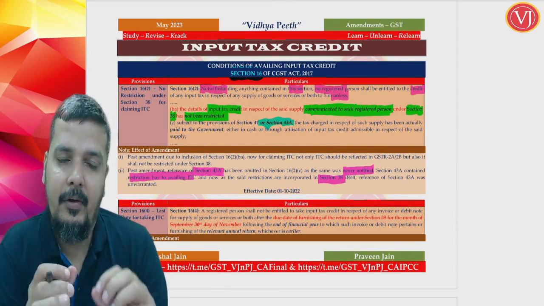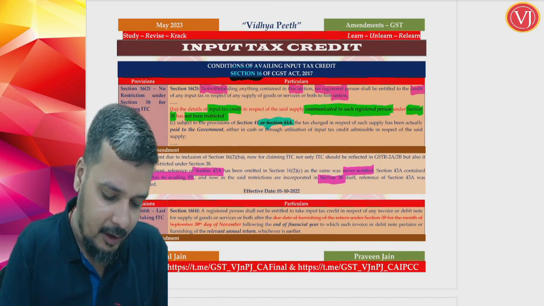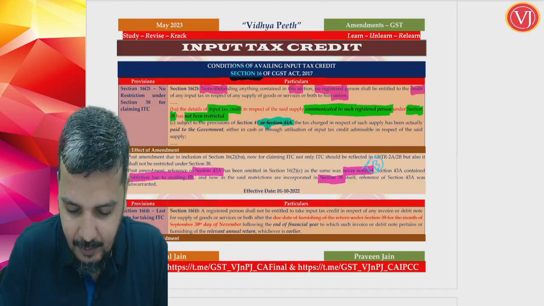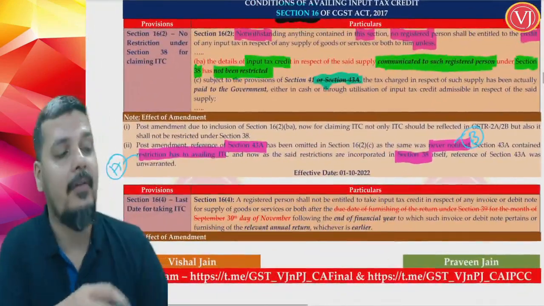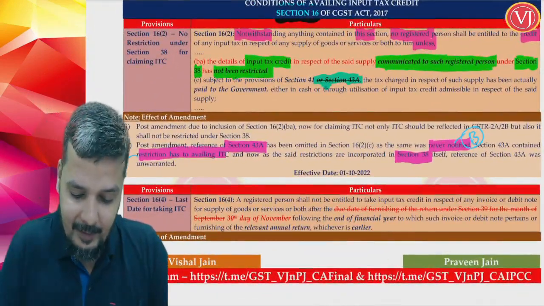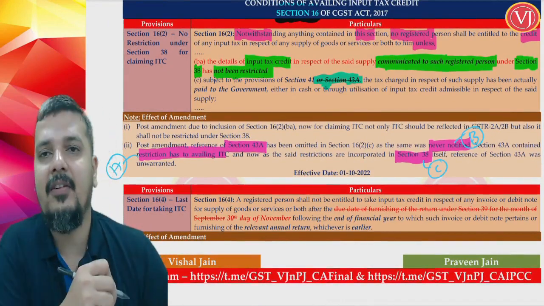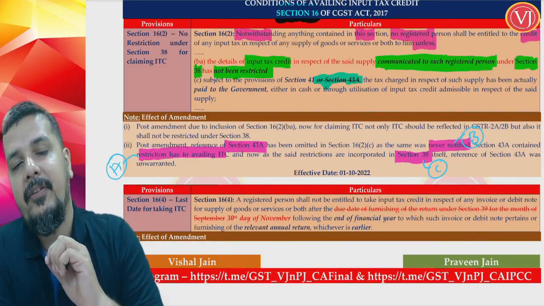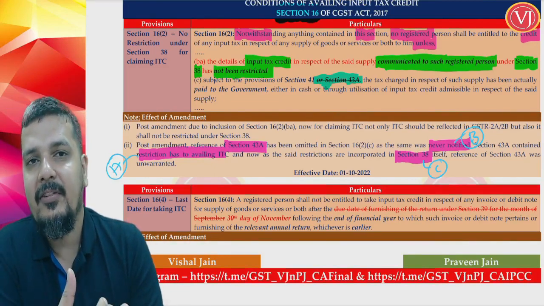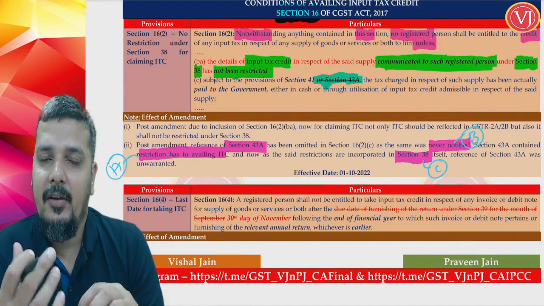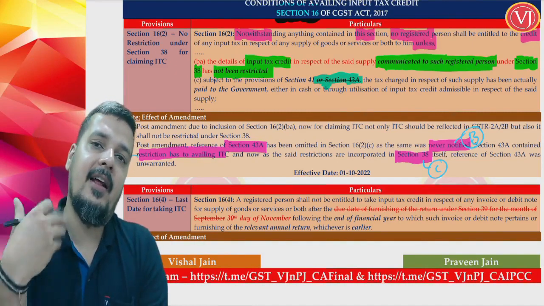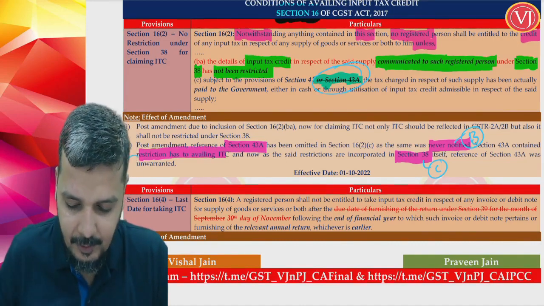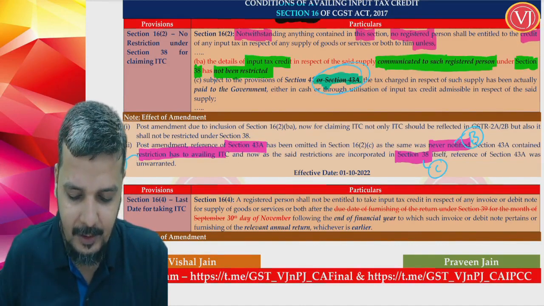Again, section 43A was talking about restriction on input tax credit, but this section 43A was never ever notified. Plus, now these restrictions are clearly given in section 38. Therefore, there is no need of section 43A. Section 43A has been omitted. The moment I say section 43A has been omitted, you need to understand that wherever other sections refer to section 43A, that reference would be removed.